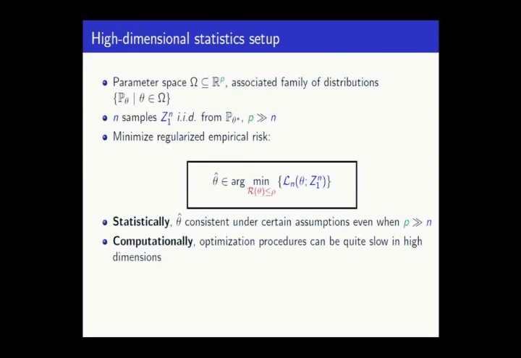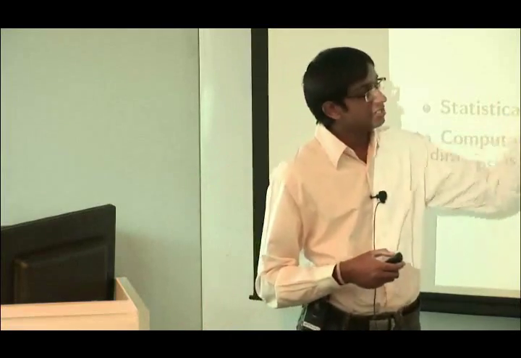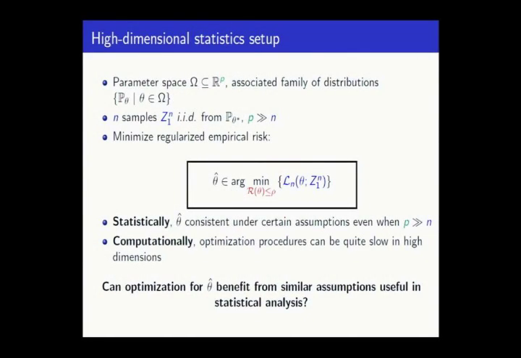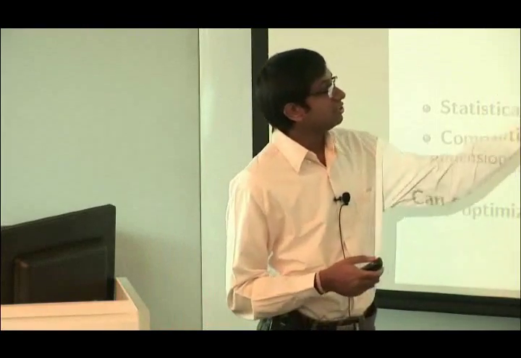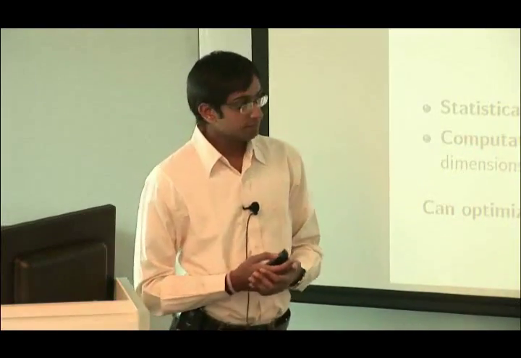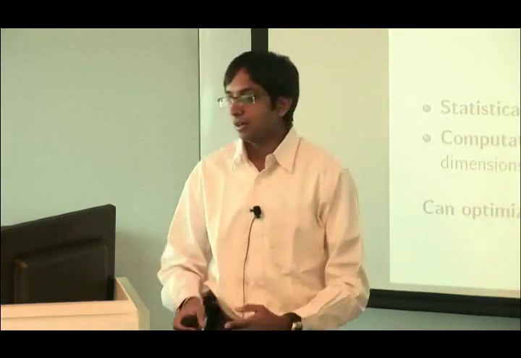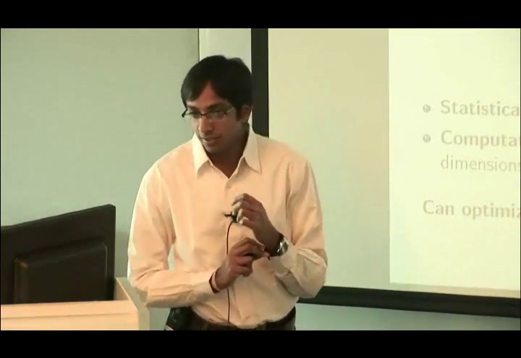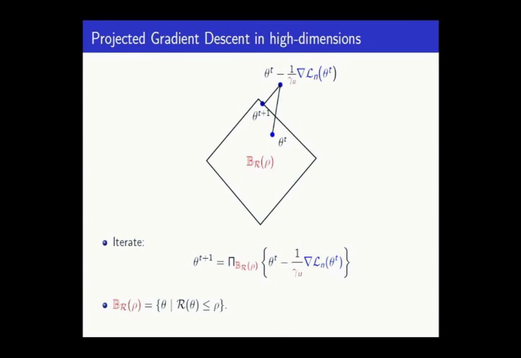Computationally, of course, as we saw, there is again a similar dependence on dimension when we try to solve optimization problems such as the computation of theta hat. And what we would like to understand is, do the structural assumptions that help statistical analysis also make the optimization for theta hat any easier? I'll try to answer this question by taking an example of a particular optimization algorithm and showing that this question can be answered in the affirmative. And of course, since I'm choosing the optimization algorithm, I'm going to make my life easiest and choose the simplest one I can come up with, which is projected gradient descent.